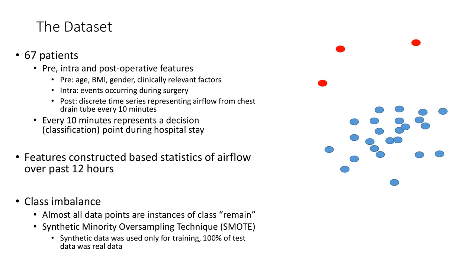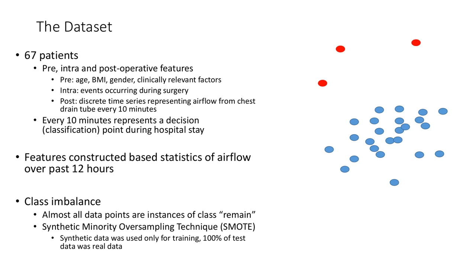The data set itself comprised 67 patients admitted for pulmonary resection. They have features related to before surgery, during surgery, and after surgery. After surgery, post-operative features are represented by essentially every 10 minutes, there's a digital device that's measuring the airflow into these chest drain tubes. So we do some feature engineering where we look at the previous 12 hours. Every time point, every 10 minutes, we look at the previous 12 hours and we construct some statistics like the mean, the median, the min, the max, standard deviation of these airflow qualities. And we use these as features.